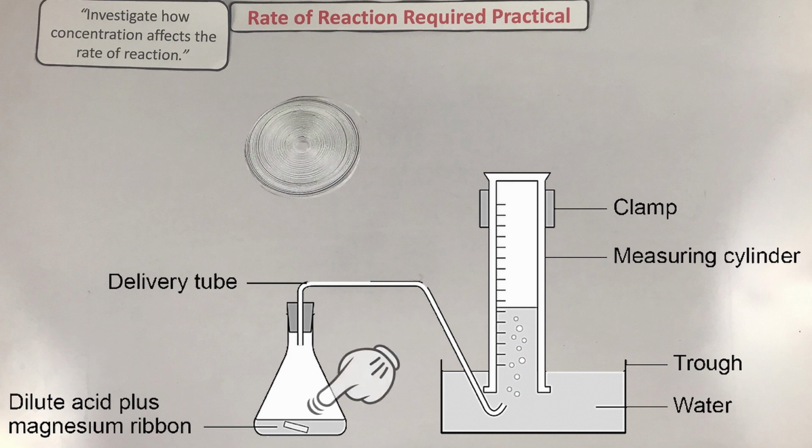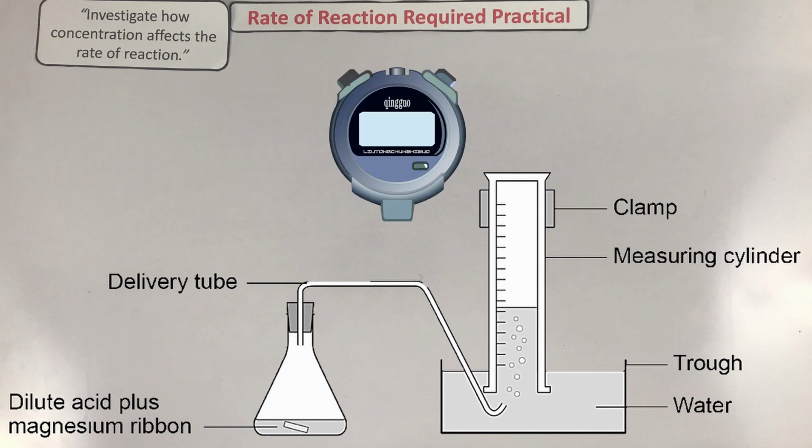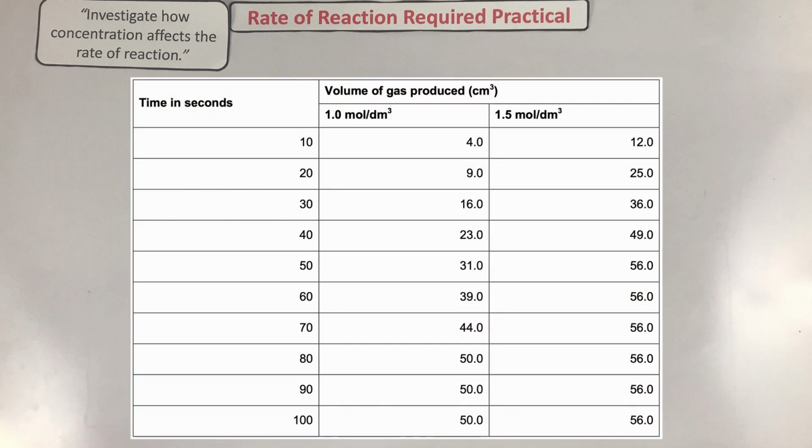Cut a specific length of magnesium ribbon and add it to your flask. As soon as you do that, start the timer and measure the volume every 10 seconds. Continue until there's no more gas coming off. Then you record your results and repeat with your other concentration of acid. You can then use your results to plot a graph with the volume of gas produced on your y-axis and the time taken on the x-axis.